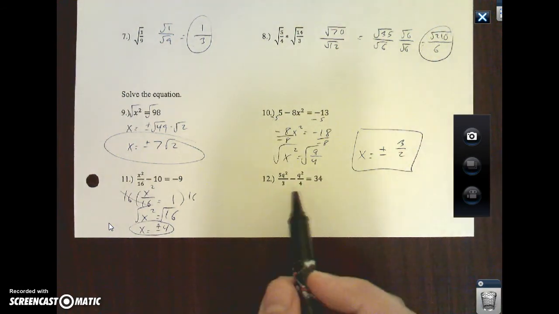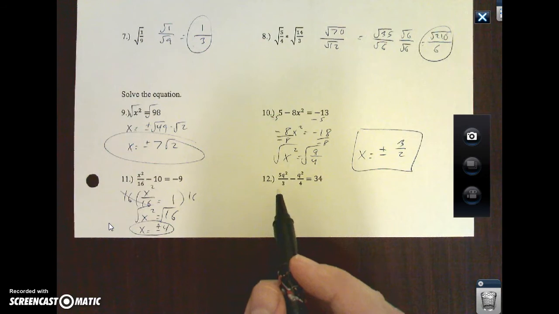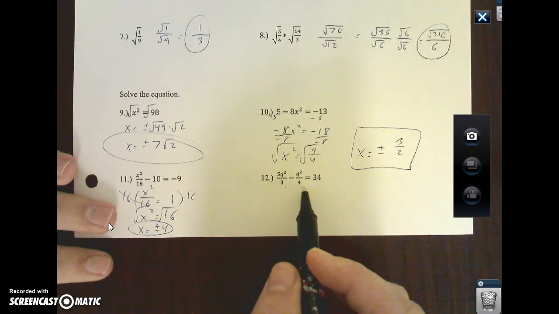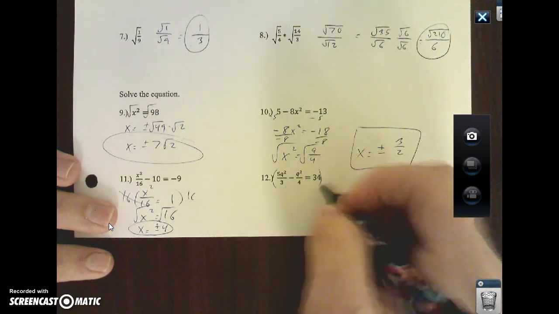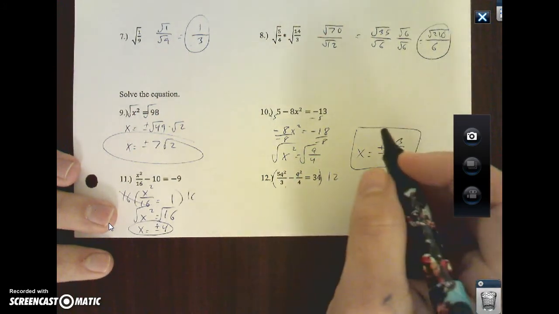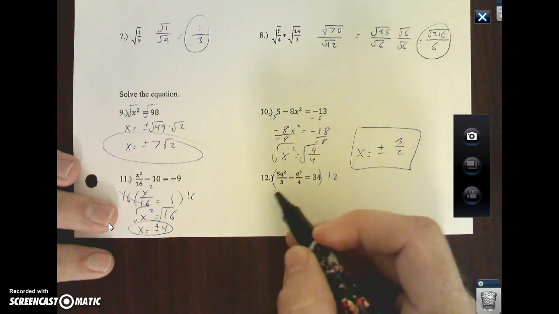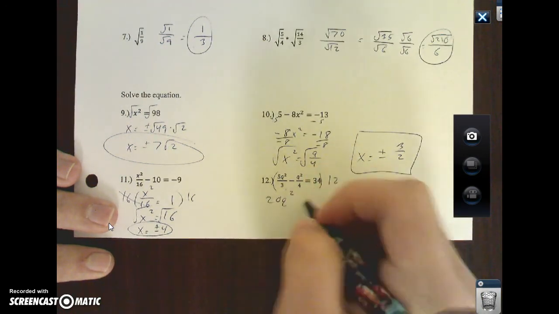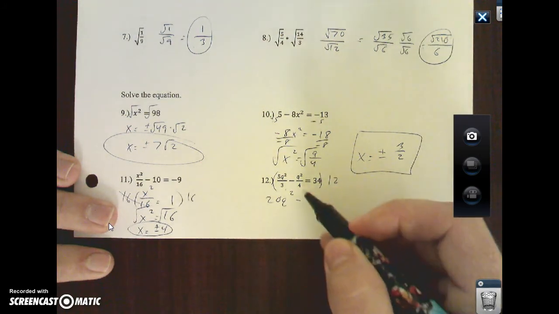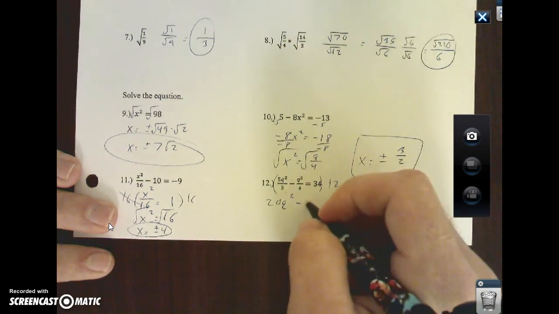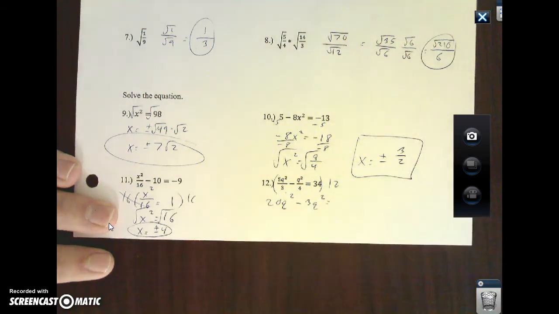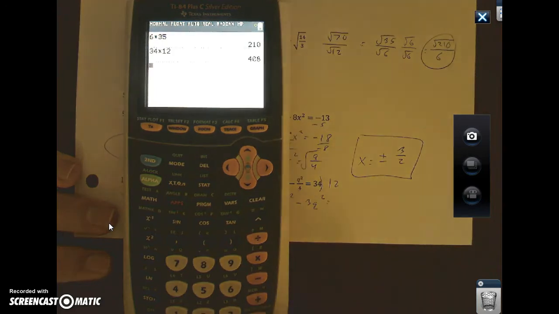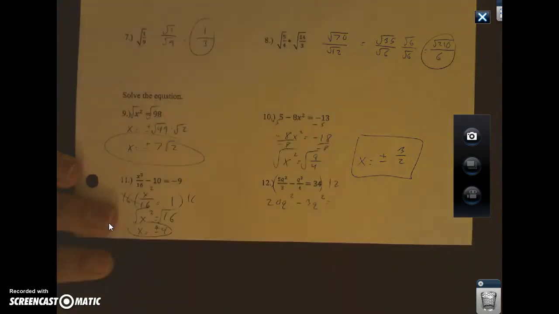Now, number 12, okay? Notice that we have 2 different denominators, 3 and 4. Here's a neat little trick that'll help you guys out greatly. Find your common denominator between 3 and 4. In this case, it would be 12. And I can multiply everything through by 12. 12 divided by 3 is 4, times 5 is 20q squared. 12 divided by 4 is 3, times q squared is just 3q squared. And then 34 times 12, 408.